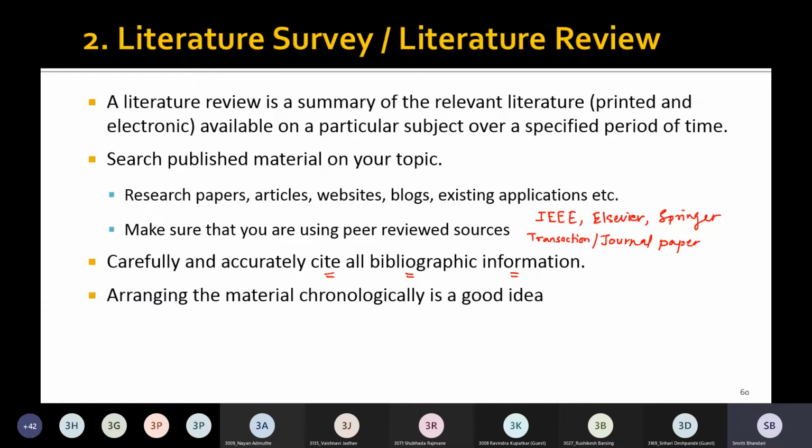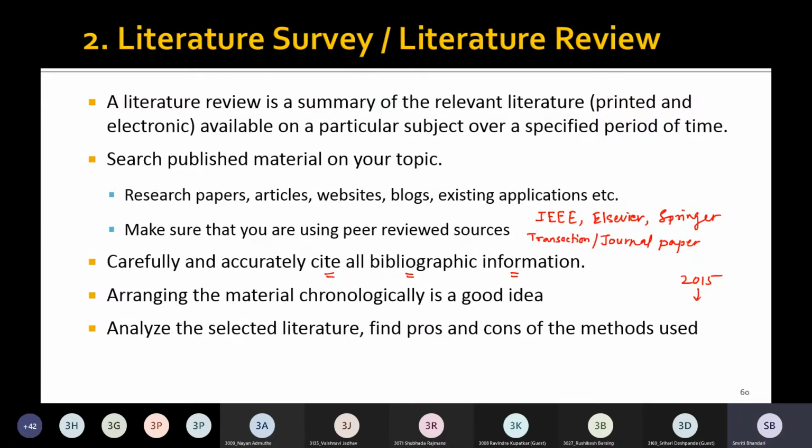Then whenever we are writing the literature review, arranging the material in chronological order is a good idea. So if we are referring to papers, say from 2015 onwards, then it is a good idea that we follow the chronological order with respect to the year of publication, so that we can understand how the progress in that particular domain has taken place during the last few years. So this is one important hint that we should follow.